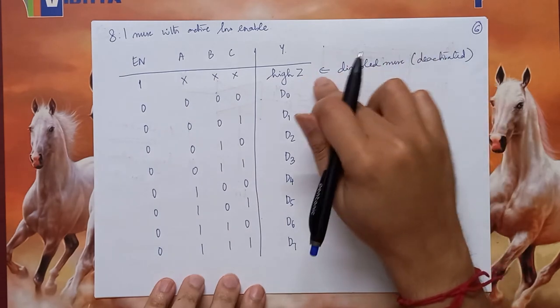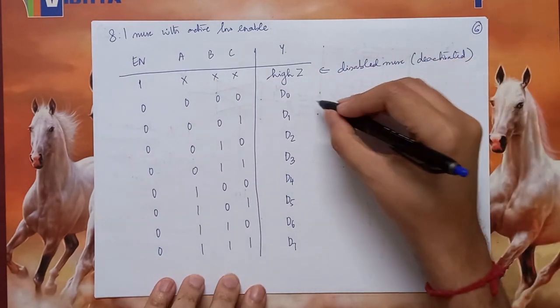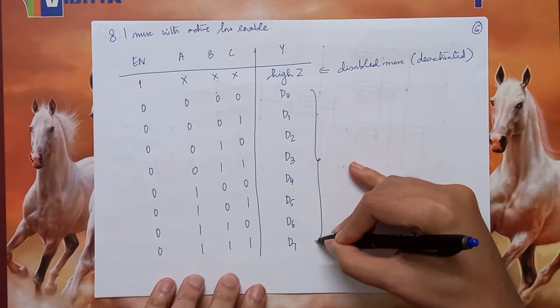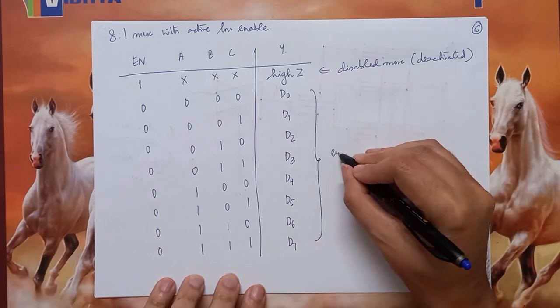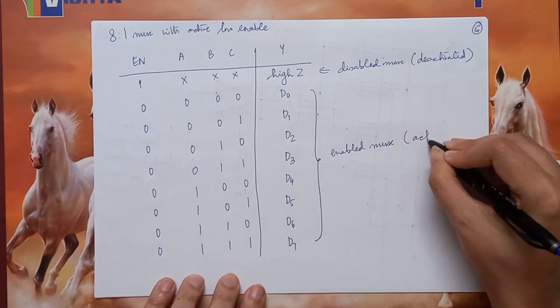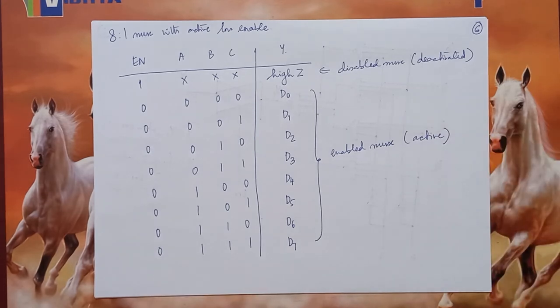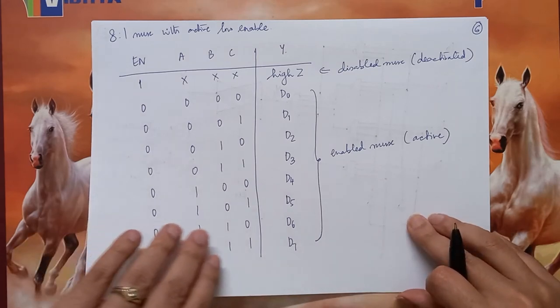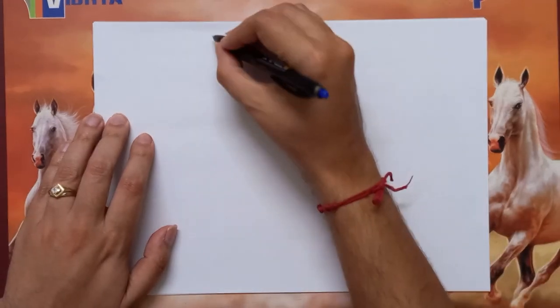So we have one state where the mux is disabled, and for these 8 states, the mux is enabled or active. This is what it looks like. So therefore, we can draw a logic diagram for this also. It will be a little long. There will be essentially 8 NAND gates.